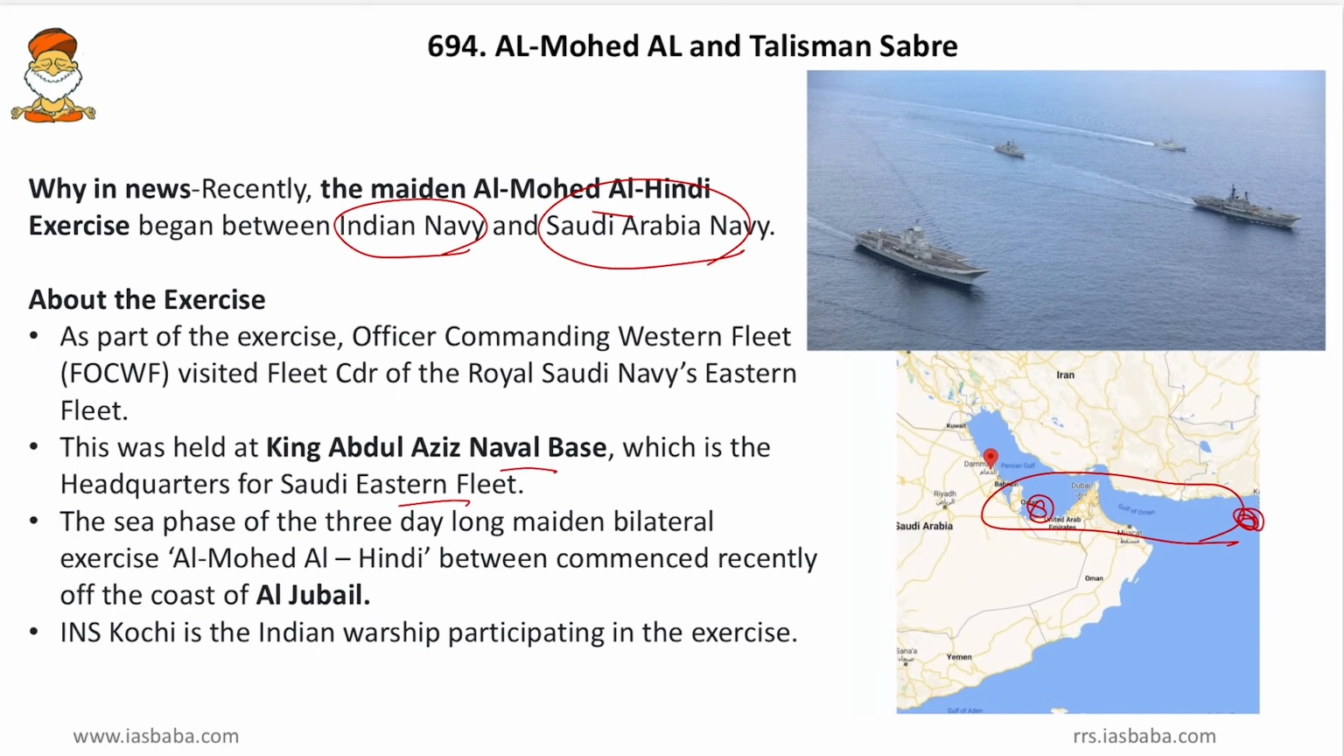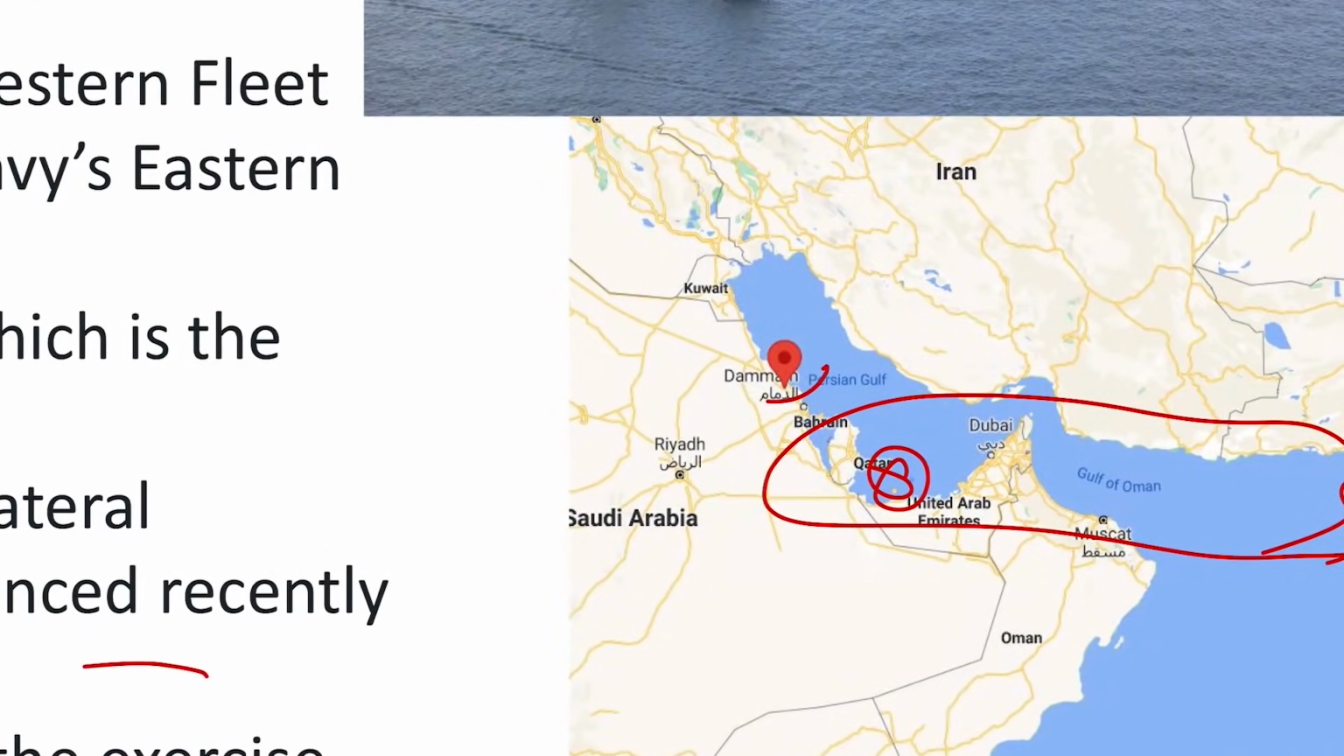Then the sea phase of the 3-day long maiden bilateral exercise Al-Mahad al-Hindi commenced at the coast of Al-Jubail. So friends, initially the exercise was held in the naval base of Saudi Arabia, but now it is held in the open seas, that too near the Al-Jubail port. So friends, here in the figure we can see the Al-Jubail port, and here somewhere the exercise was held.